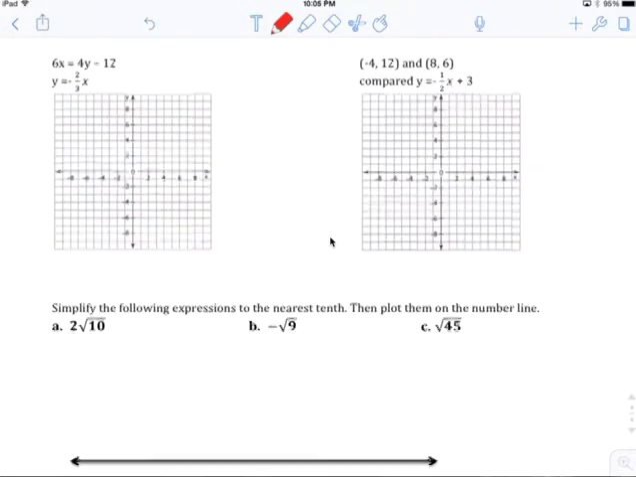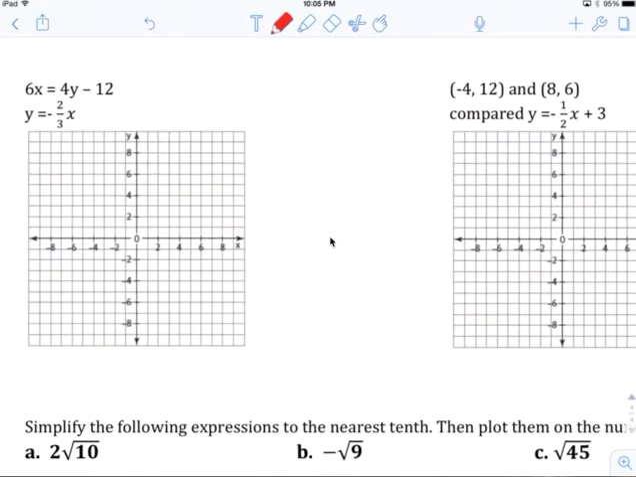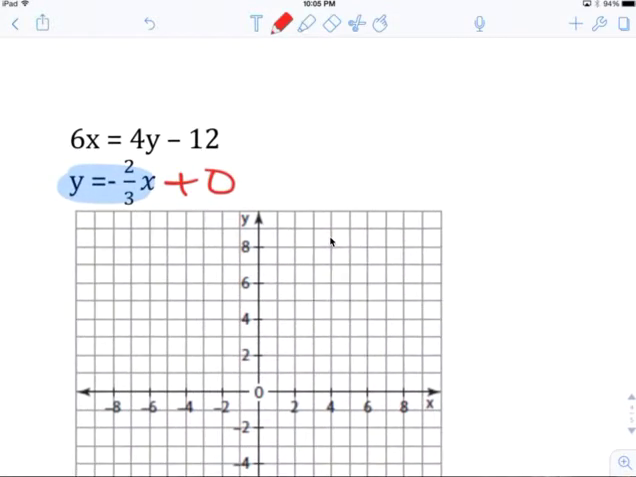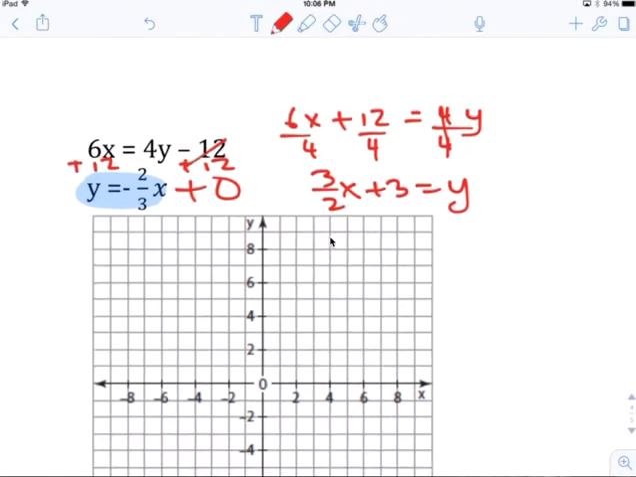Oh, this here too. Okay, you should know how to graph this one here. The starting point here is 0. This one, I would add 12, so you get 6x plus 12 equals 4y, and then divide by 4. You get 3 over 2x plus 3 equals y.